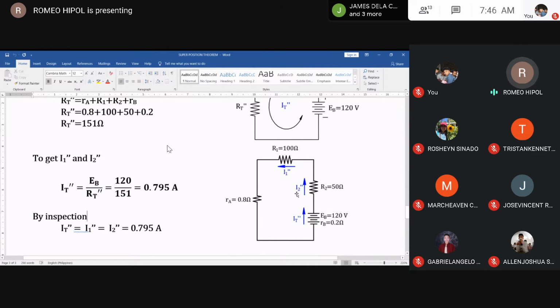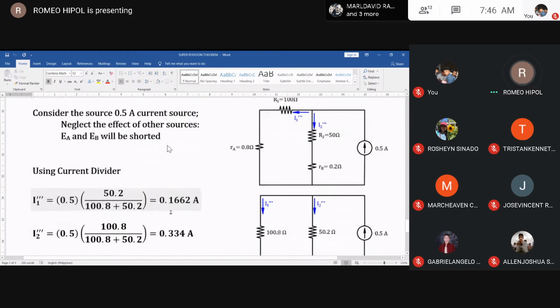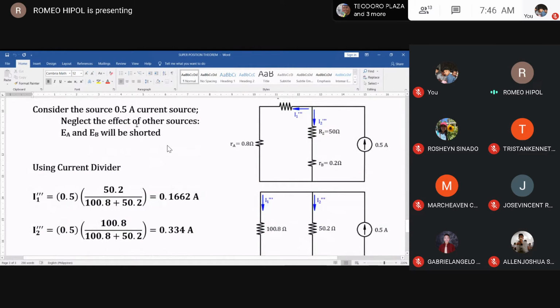Pero yung direction is opposite to the effect of source A kasi magkaiba sila ng polarity. Then considering the source of current source, 0.5 ampere.